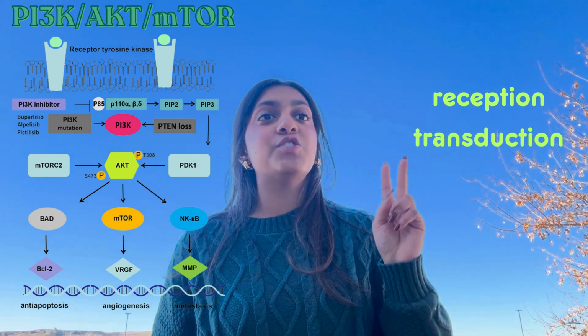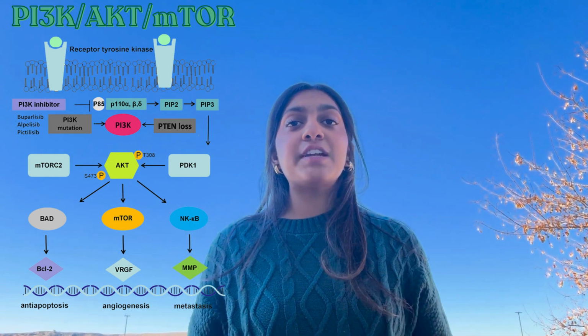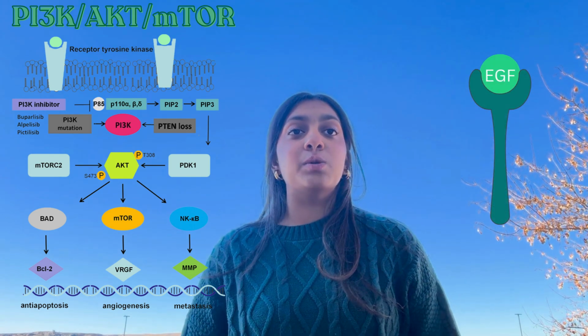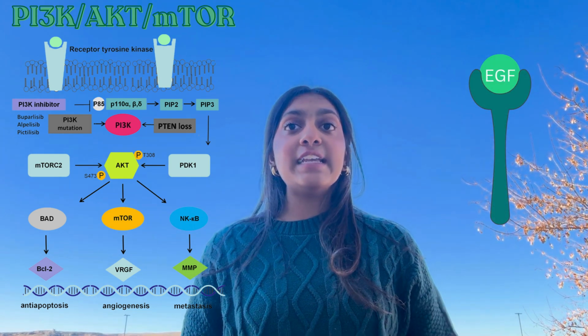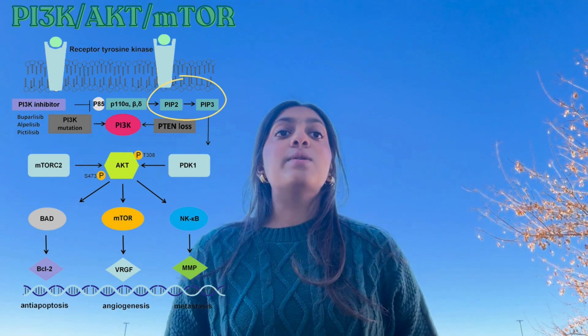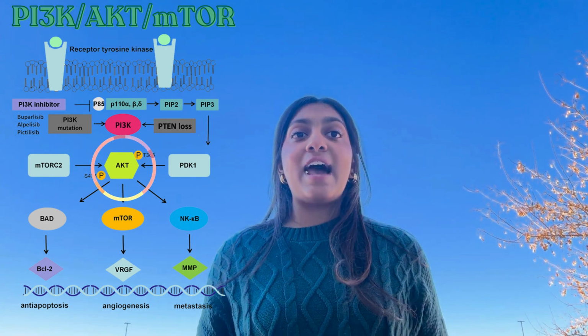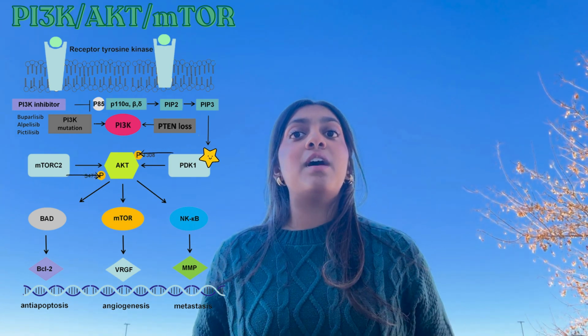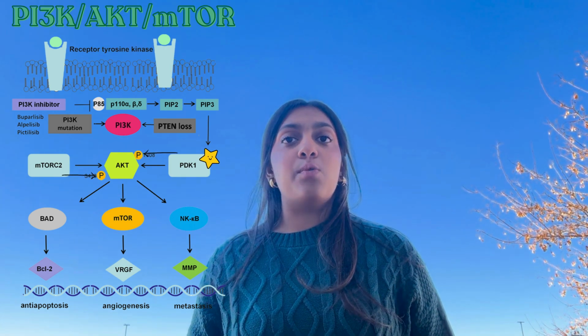A signal transduction pathway consists of three parts: reception, transduction, and response. Growth factors like EGF bind to the receptor, which phosphorylates, recruits, and activates the PI3K. PI3K converts PIP2 in the cell membrane into PIP3, which is a signaling lipid. PIP3 serves as a docking site for AKT, which is then activated by phosphorylation through another kinase, PDK1.